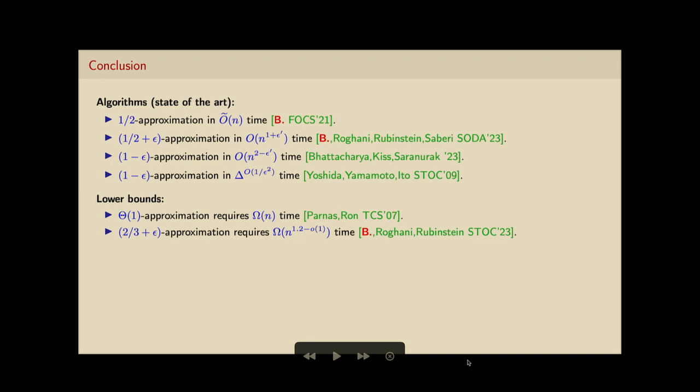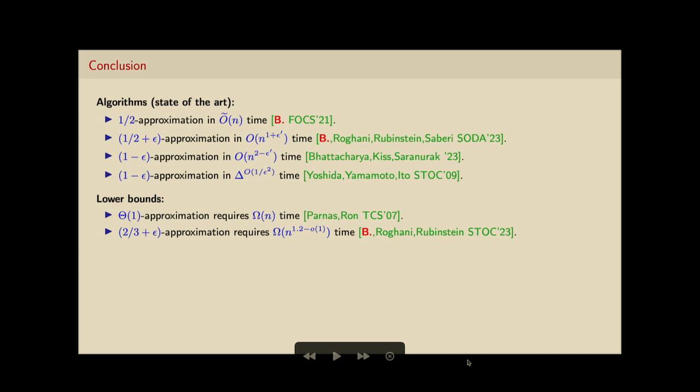So there are a lot of exciting developments on the algorithmic side for sublinear matching. You can get a half approximation in n time. This is time optimal up to polylog factors. You can improve it a little bit, spend a little bit more time. You can improve the approximation significantly to 1 minus epsilon in subquadratic time. And I also want to point out that there's also this other 1 minus epsilon approximation by Yoshida, Yamamoto, and Ito running in delta to 1 over epsilon squared time. So if the graph is low degree, this is pretty fast.